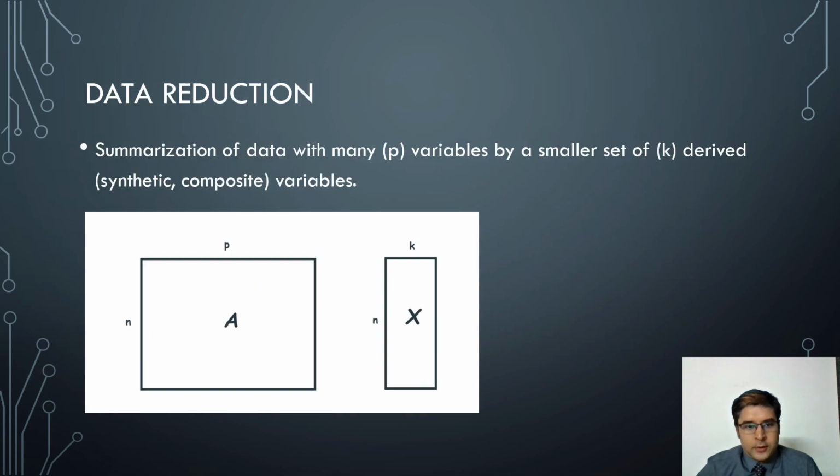Data reduction. Summarization of data with many, or p, variables by a smaller set of k derived or synthetic composite variables is data reduction. So in n by p dimensions, suppose we are given a set A of data, it is reduced to n rows of k features, where k is a subset of p or a synthetic composite set of p, and finally it gives us the output X data set.